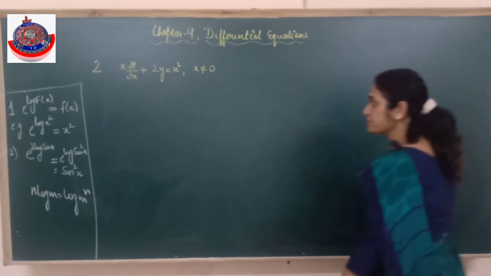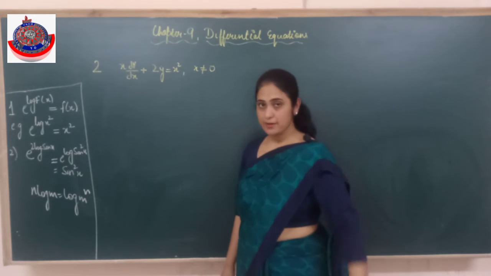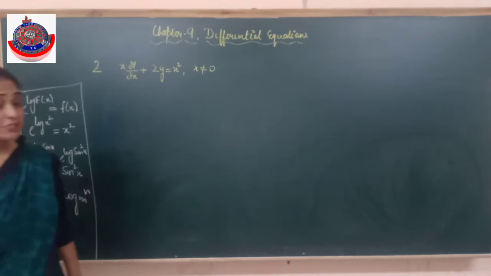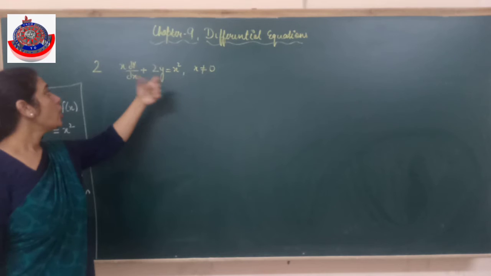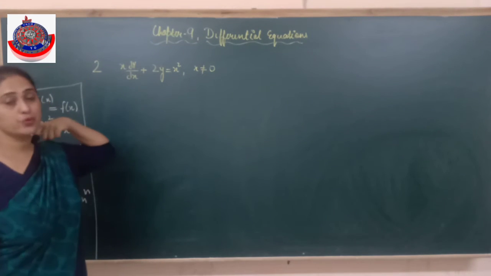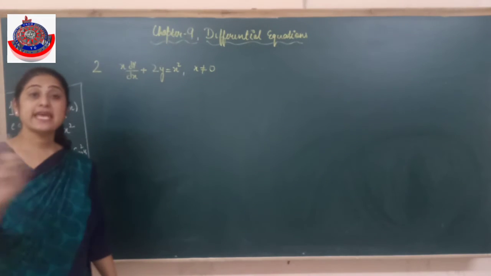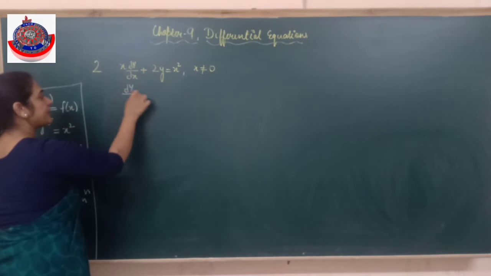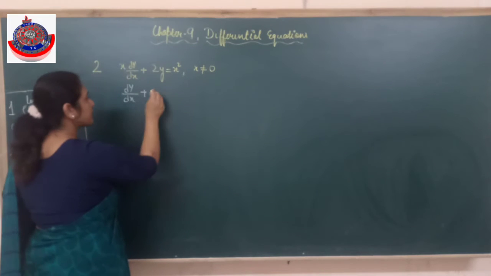Look at the next question. x dy upon dx plus 2y is equal to x square. Alright. First of all, if I compare with any of the forms which we have done, two forms, dy upon dx plus py is equal to q, and the dx upon dy form is also there. With dy upon dx, there should be nothing here. So that means first of all this x has to be removed. Alright. So divide each term by x. And it is given especially that x is not equal to 0, that means I can divide.